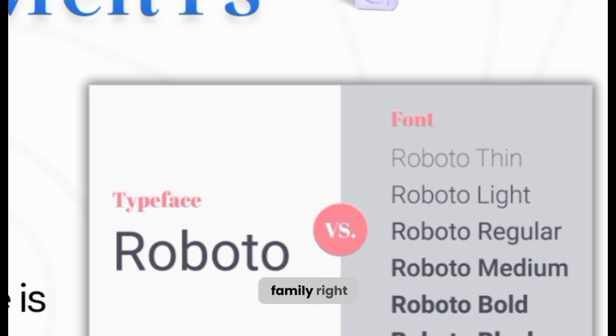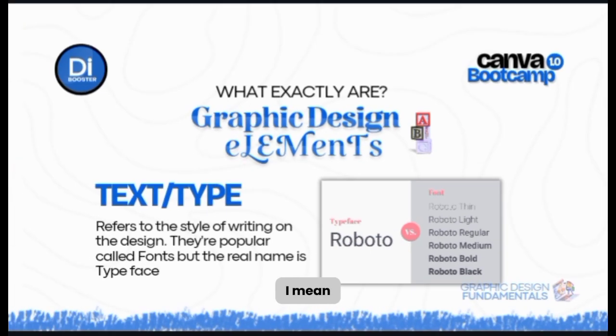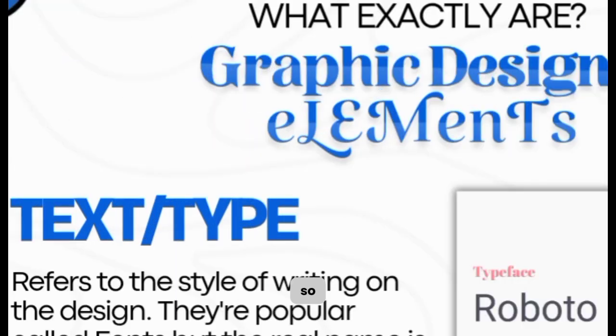Let me relate it to you with an example. Let's say in your family, your family name is Johnson, and you have like five siblings. Your name might be Favor, so you have Favor Johnson, and a sister named Grace Johnson, and so on. The Johnson there is the typeface, and you, Favor Johnson, are a font. That's the similitude I'm relating to. So when you see Montserrat, Montserrat is the typeface, but Montserrat Thin is the font. Hope you got that.